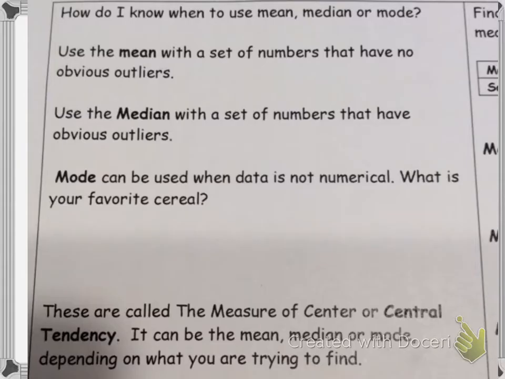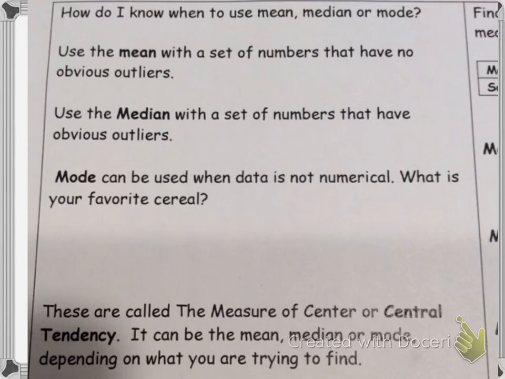Okay. So how do I know when to use mean, median, or mode? Clearly those problems told us when to, but we want to use the mean when a set of numbers have no obvious outliers. Do you guys know what an outlier is? Like really high, really low. Yeah, a number that's really high or really low. So we're going to use the mean if we don't have outliers. We're going to use the median if we do have outliers. And then the mode is usually used when the data is not numerical. So like, what's your favorite cereal? That would be when you would want to know what the most said was. Because you can't divide cereal.